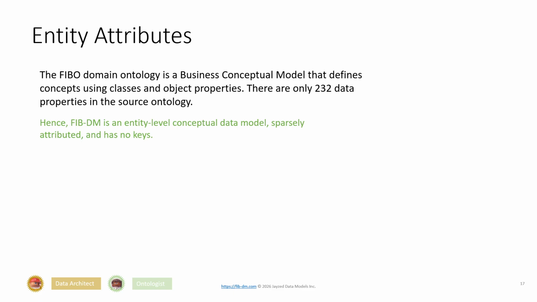Entity attributes. Now, FIBO domain ontology is a business conceptual model that defines concepts using class and object properties. So there are only 332 data properties in the source ontology. So therefore, FIB-DM is an entity-level conceptual data model, and it's sparsely attributed, and it doesn't have keys.